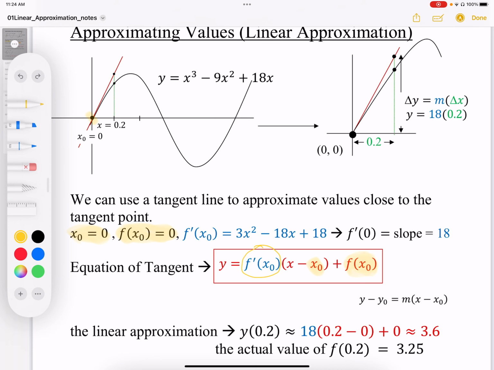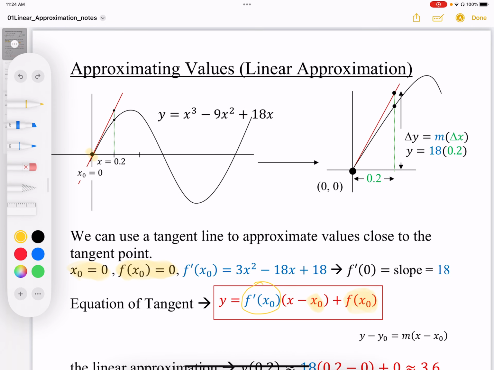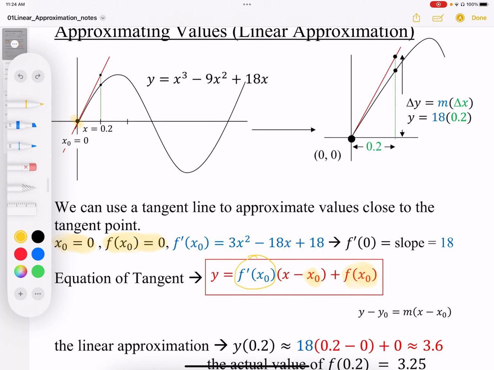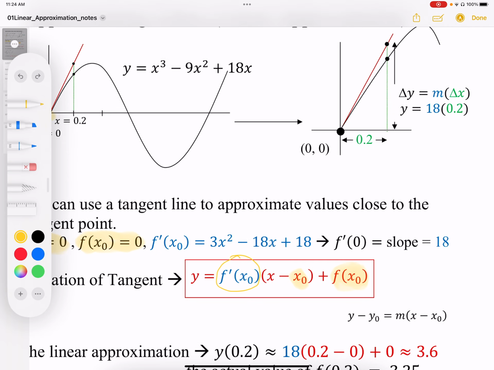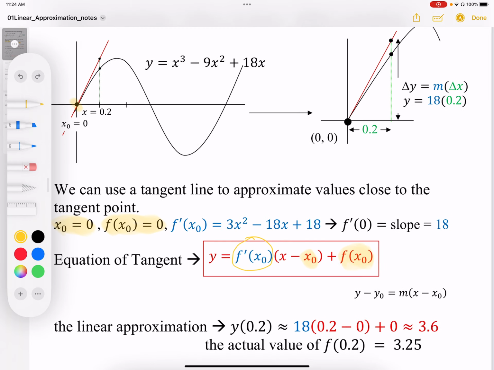So in this particular example, we have a tangent at 0 on this polynomial. To come up with the tangent line equation, we're first of all going to calculate the derivative. So taking the derivative of x cubed minus 9x squared plus 18x, we end up with 3x squared minus 18x plus 18. Plugging 0 into that equation gives us a slope of 18. And then the coordinate we're going to use is (0, 0).